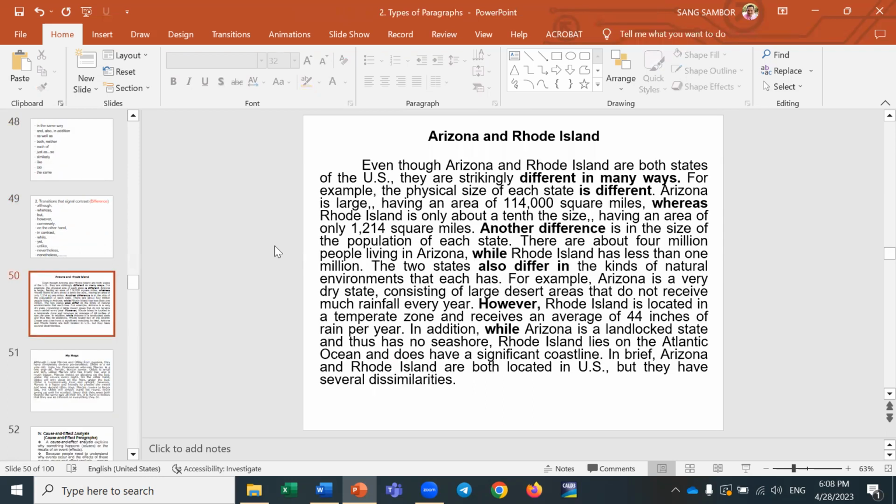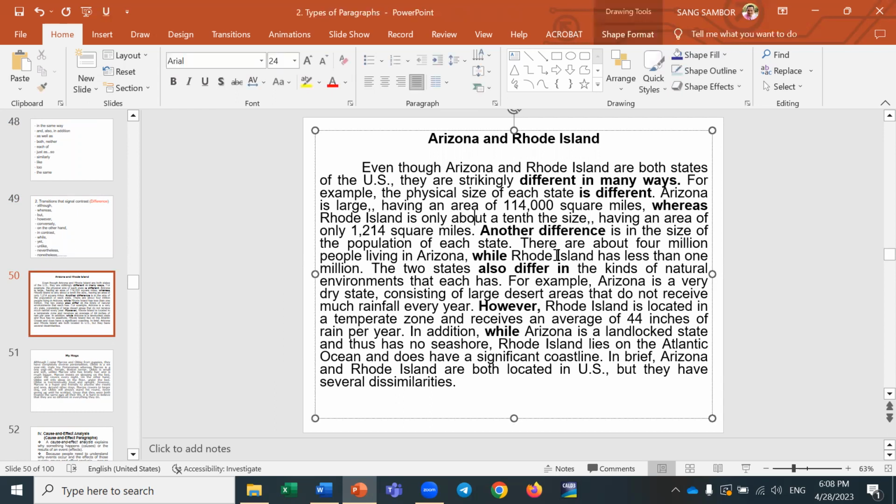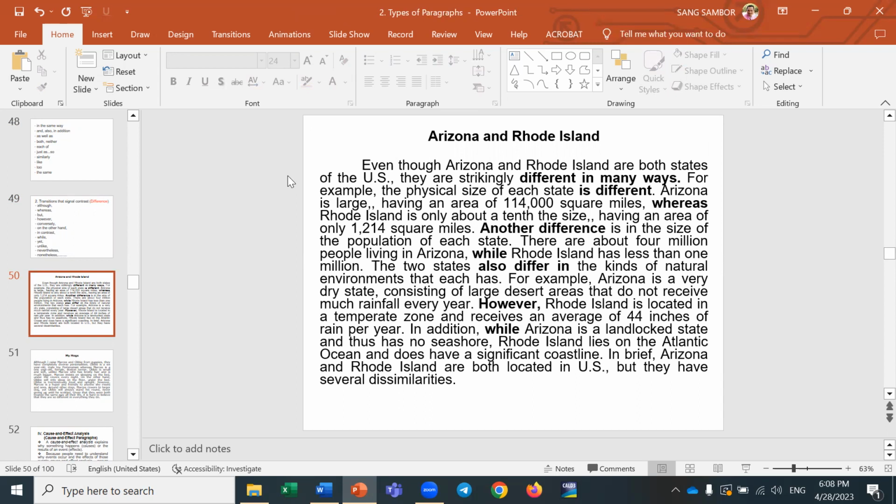All right, so I just want to read this short paragraph for you in order to see how the writers come up with the comparison and contrast ideas in writing this, and what transition signals are used in order to link the supporting details. All right, let's just see it here.